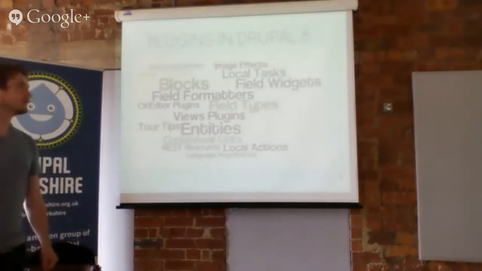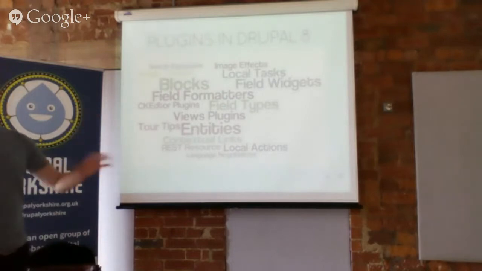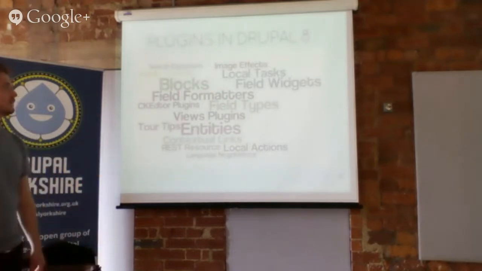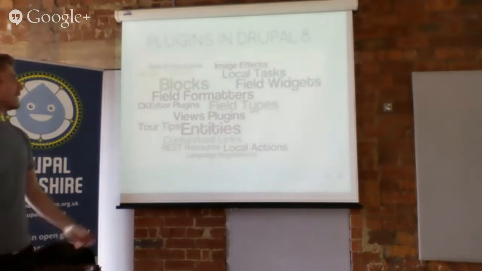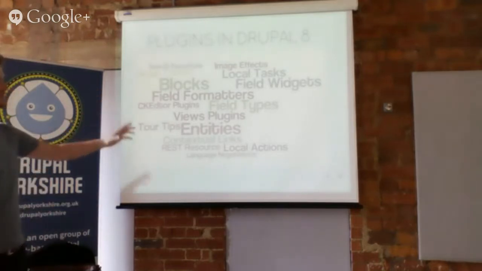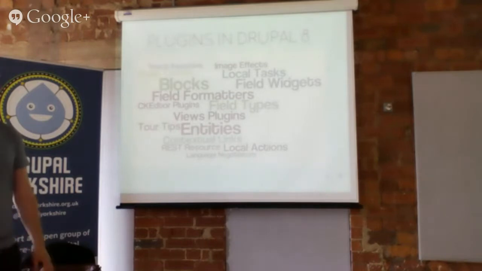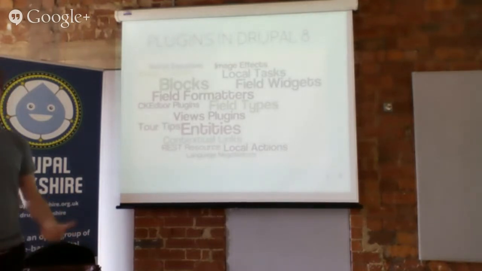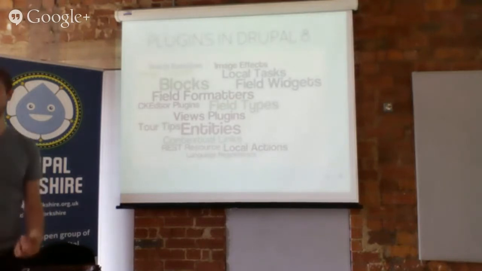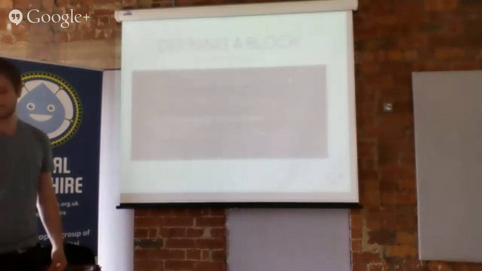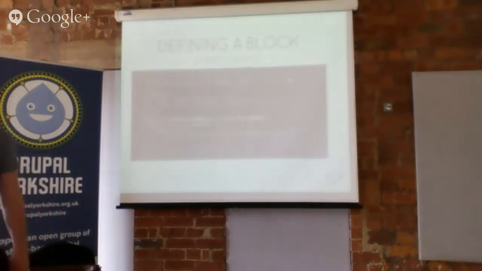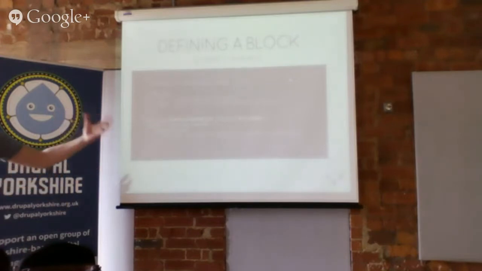So in Drupal 8, plugins are used for pretty much everything. Everything's an entity, and an entity is a plugin. These are really just a few of the places that they're used in. So it's a really good API to understand and to know well. So let's look at how we actually implement a plugin. How do we specify a block?